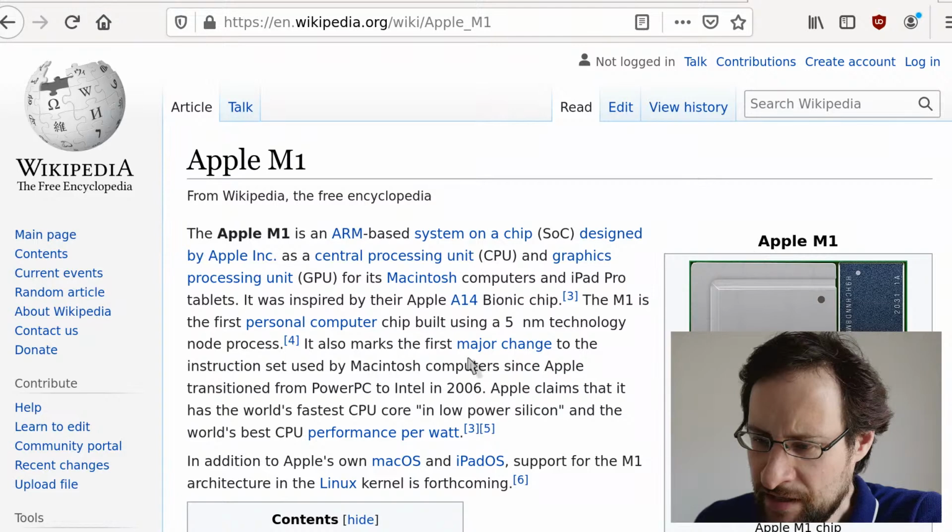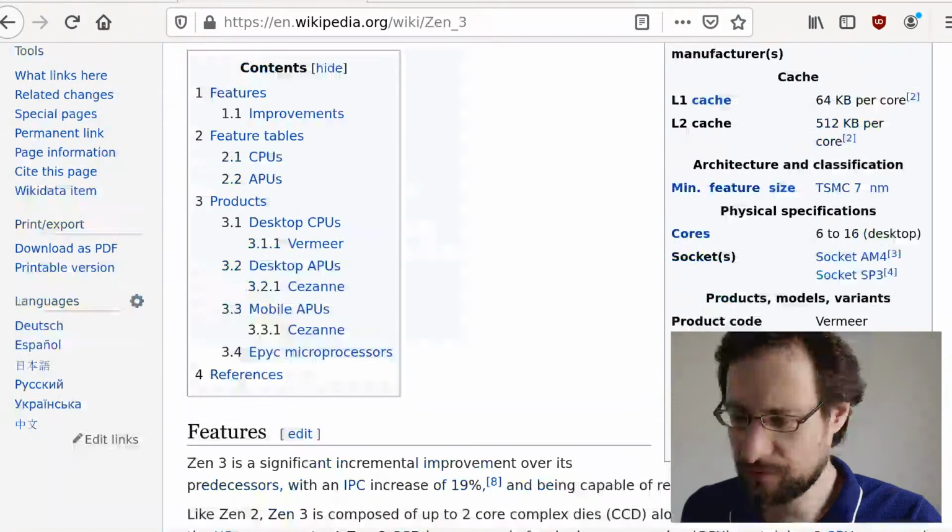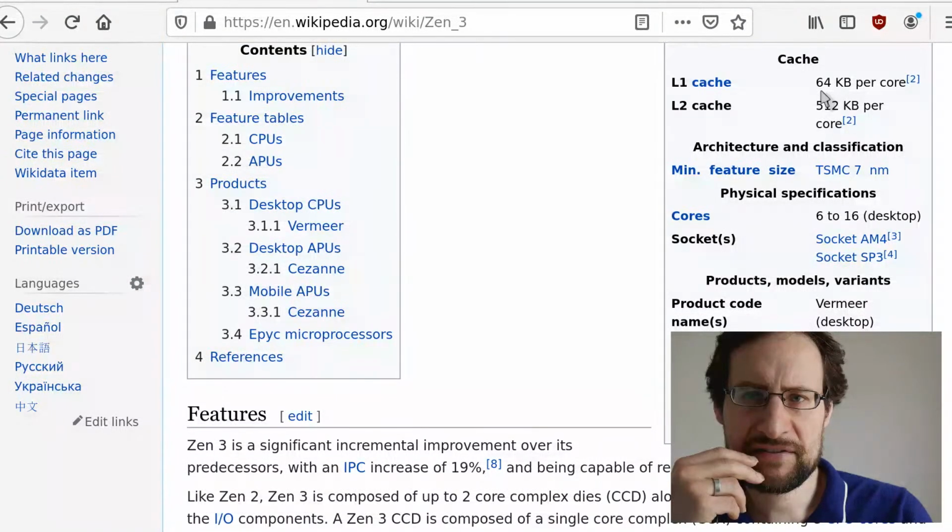Comparing this cache-wise, Apple's M1 has a relatively large cache of 12 megabytes for the high performance cores, that is 3 megabytes per core. That is ironically significantly more L2 cache than x86 CPUs have. They have a large L3 cache on the AMD side, but only 0.5 megabyte of L2 cache per core. So Apple is there 6 times higher.